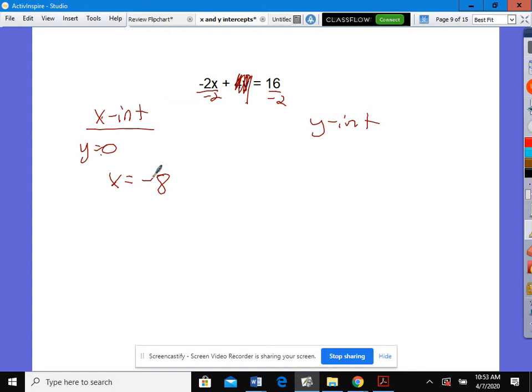And I would like you guys to start writing these as ordered pairs. So we have an x-intercept, we have a y of 0 and an x of -8. So we would write that as (-8, 0).